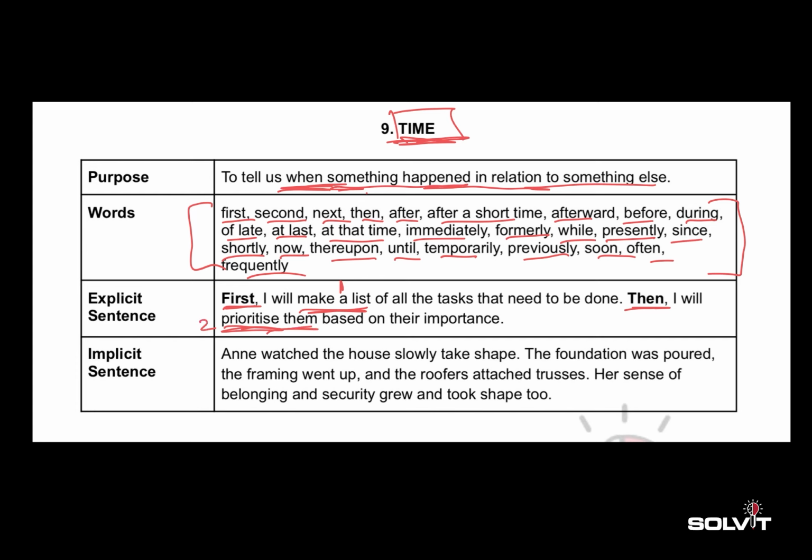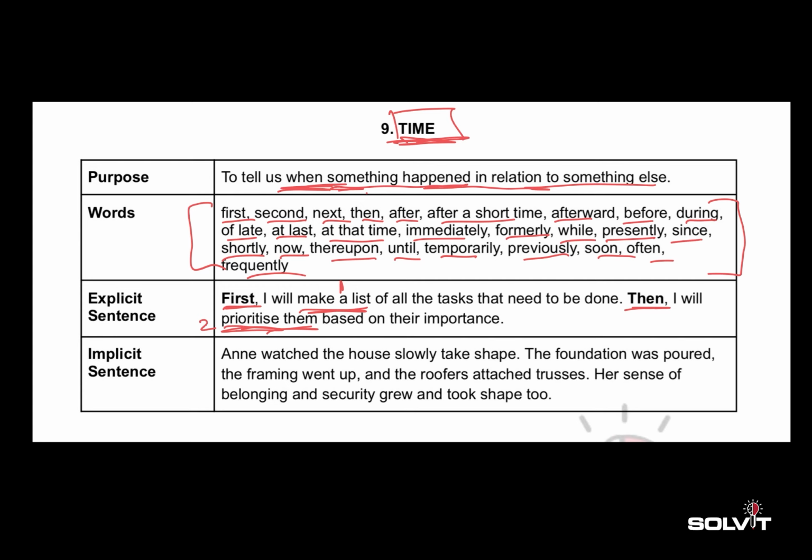So what is it doing? It's telling us the order of the two events. Okay, so first he will make a list, then he will prioritize them based on their importance. Simple enough. Let's look at this implicit sentence. Anne watched the house slowly take shape. The foundation was poured, the framing went up, and the roofers attached trusses. Her sense of belonging and security grew and took shape too.